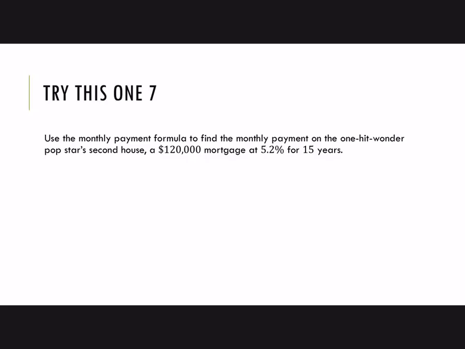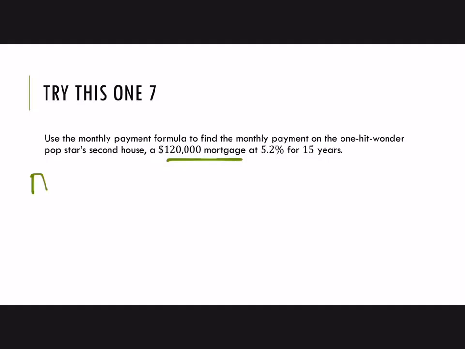Okay, a second example. Use the same formula to find the monthly payment on the one-hit wonder pop star's second house. So apparently she didn't make it after that first CD. It's a $120,000 mortgage at 5.2% for 15 years. So this $120,000 mortgage is the principal of the mortgage. We don't actually know the cost of the home or what she put down, but that's going to be the P in the formula.